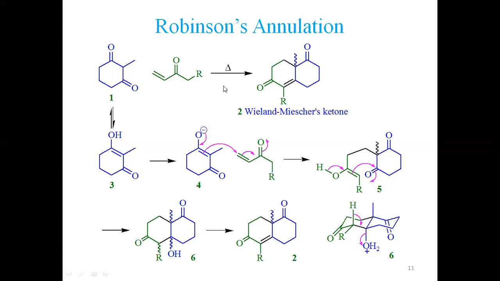If it is carried out in the presence of base or in the presence of acid, both result in the formation of this product. All right. That's why this is collectively called Weiland-Miescher ketone. Why ketone? Because it contains two ketone functional groups in fact. So this is a Robinson's annulation, which is normally used.